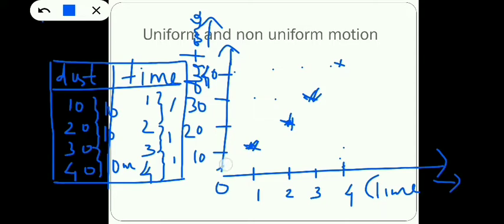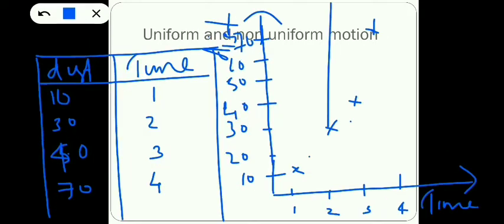And when you join all the points, what is the nature of the graph? Yes, it is a straight line passing through the origin. So what is the nature of the graph when an object is in uniform motion? Yes, the distance time graph will be a straight line with a slope. Okay, so the distance time graph will be a straight line with a slope. So the nature of graph for a uniform motion is a straight line. So what will be the nature of graph for non-uniform motion? Let's see.